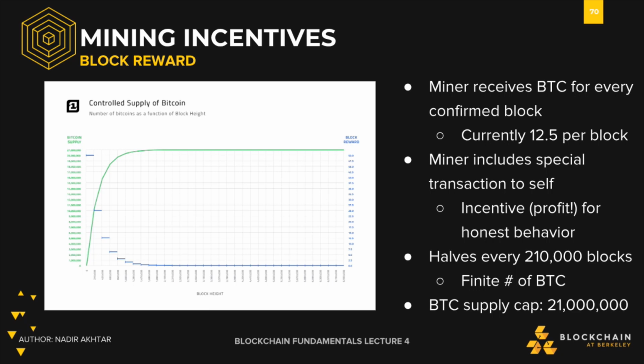You can do the math. The next time it halves, the block reward will only be 6.25, and it'll keep halving. And so eventually that block reward will go to 0. And we'll talk about what happens when we get there. But again, the Bitcoin supply is capped. This is a currency that's deflationary. It's capped at 21 million Bitcoin. There will only ever be 21 million Bitcoin.